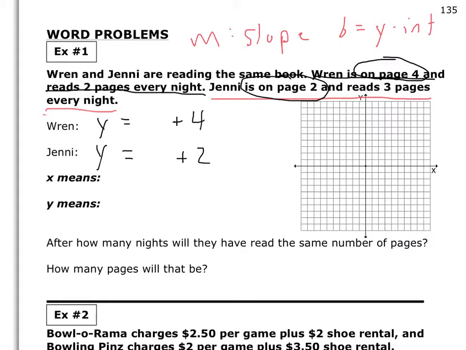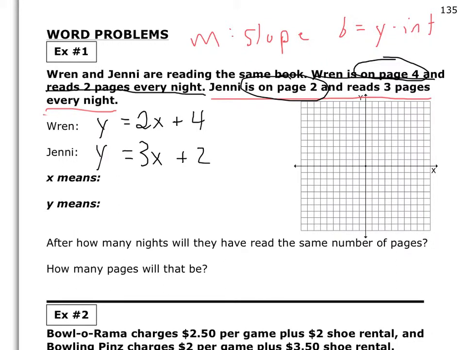Okay, so let's go back to Ren. What's her slope? It says Ren is on page 4 and reads 2 pages every night. So that's her rate of change. So every night, Ren reads 2 pages, so 2x. And Jenny is on page 2 and she reads 3 pages every night. Okay, so there's our two equations, but what does it exactly mean?